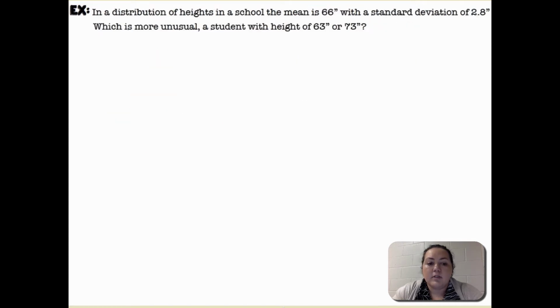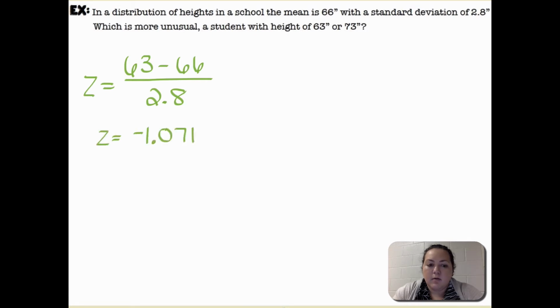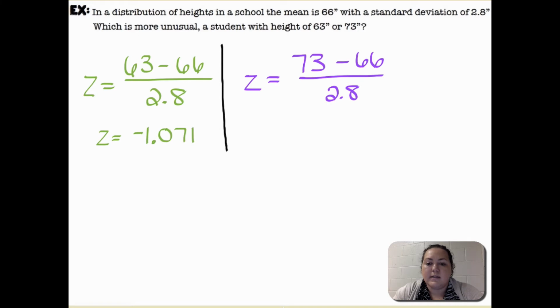In a distribution of heights in a school, the mean is 66 inches with a standard deviation of 2.8 inches. Which is more unusual, a student with a height of 63 inches or 73 inches? I'm going to get the z-score for both of them. 63 minus the mean of 66 divided by the standard deviation of 2.8 gives me a z-score of negative 1.071. For the 73, I do 73 minus 66 over 2.8, which gives me a z-score of 2.5.